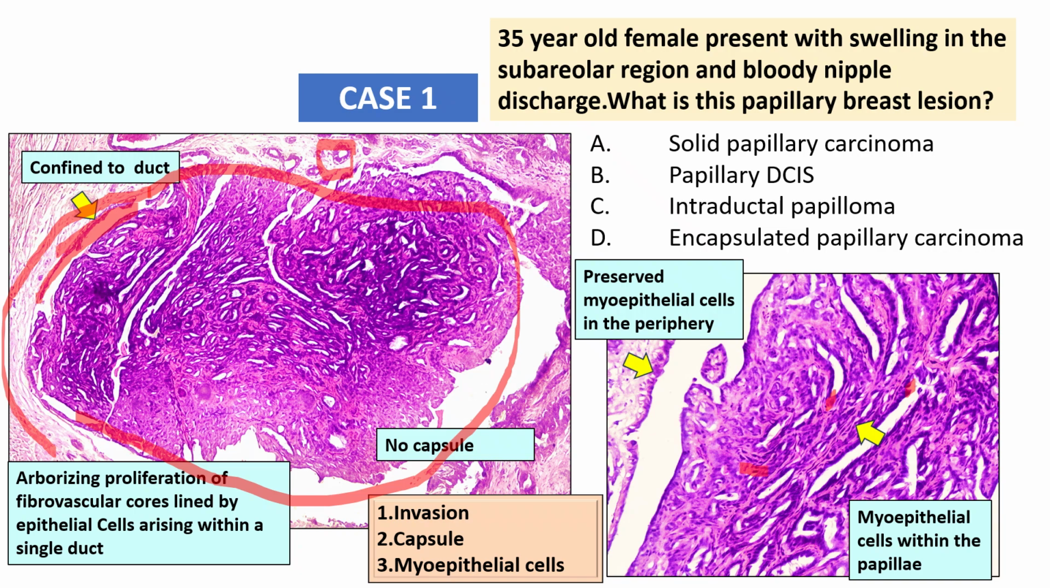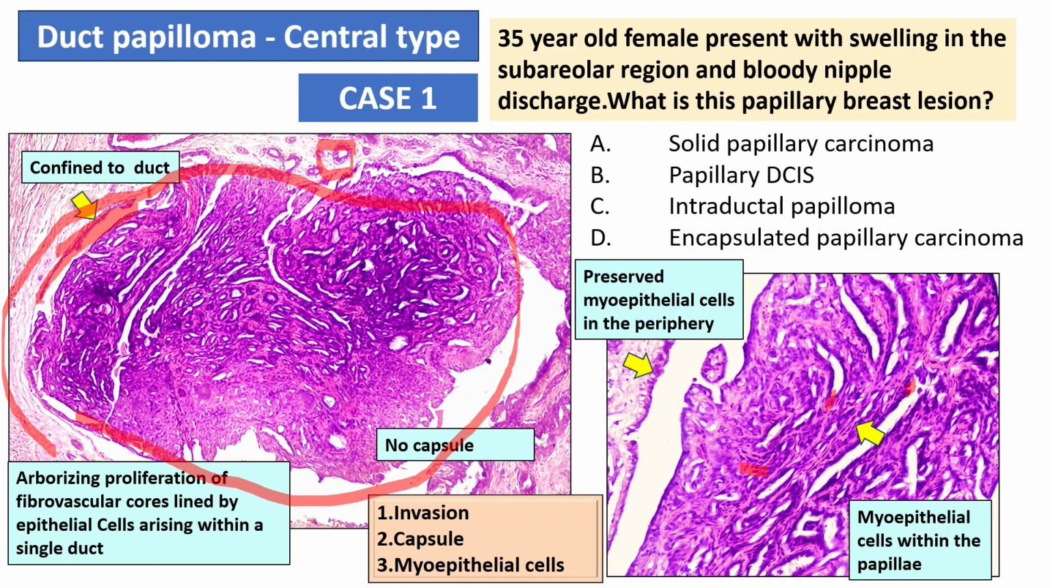In papillary DCIS, the myoepithelial proliferation will not be present in the center. They will be present only in the periphery. And our diagnosis is intraductal papilloma. And why is it not encapsulated papillary carcinoma? There is no capsule. Okay.